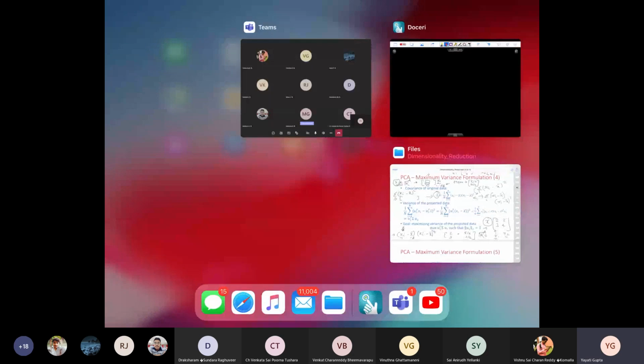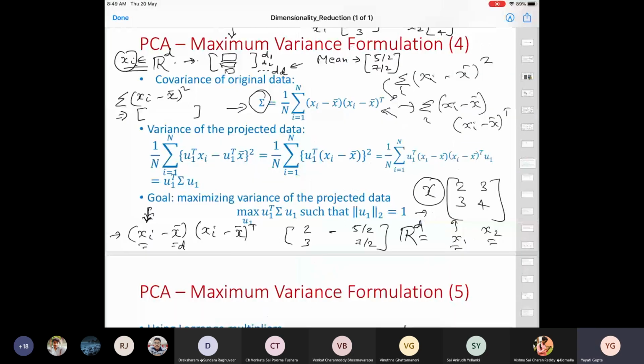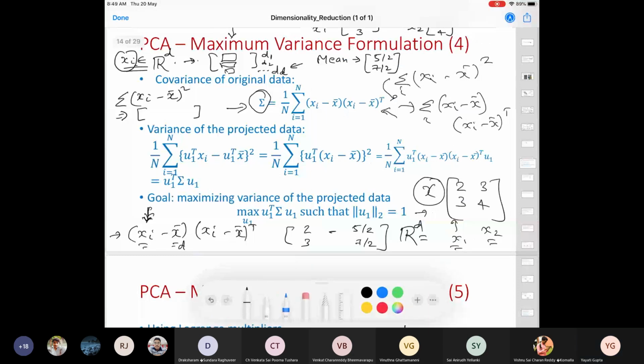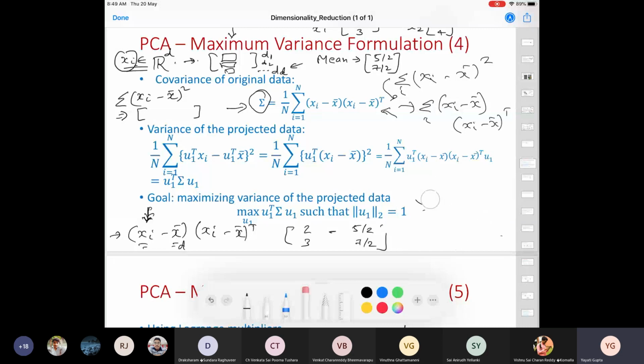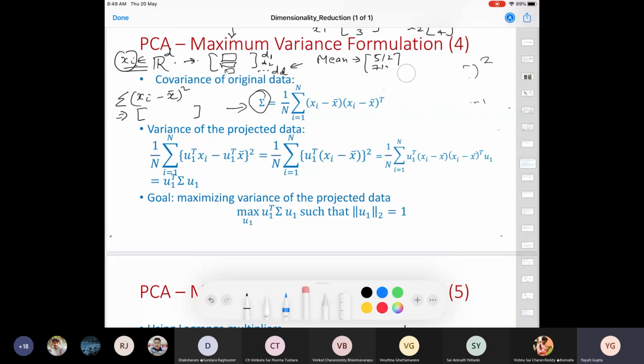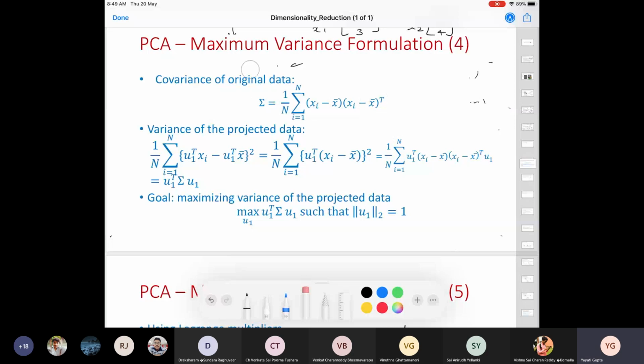Okay, let's come back to this. We are interested in figuring out a new space or a new dimension, a new axis U1, which maximizes our variance.